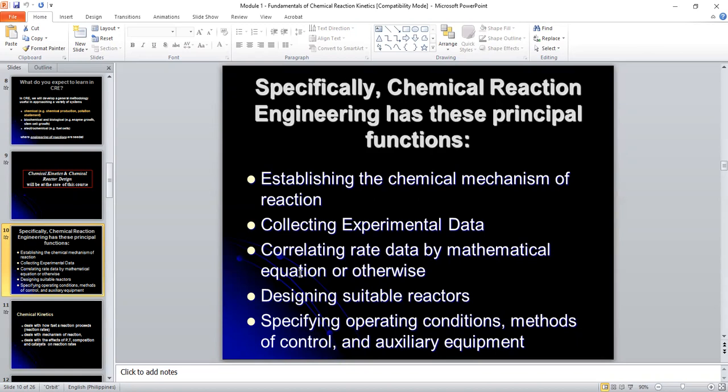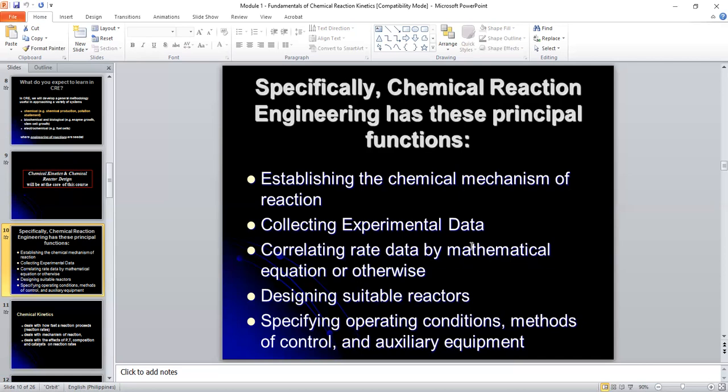Without the rate equation, you cannot design the reactor that will facilitate the given reaction. So this is why it's included in here. By the way, these are actually in chronological order. After you have the mathematical equation, you are now ready to design the suitable reactor that will facilitate the reaction. Then once you have the reactor, it doesn't end there because you need to specify the operating conditions.